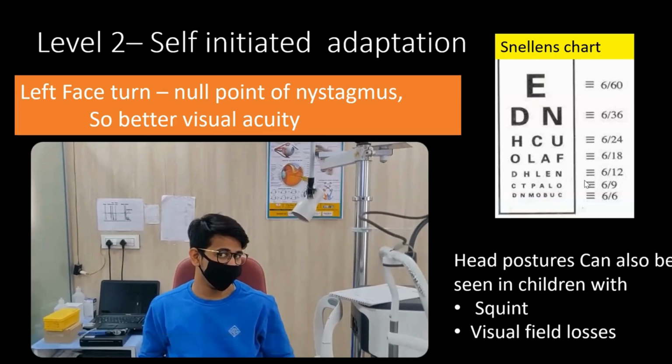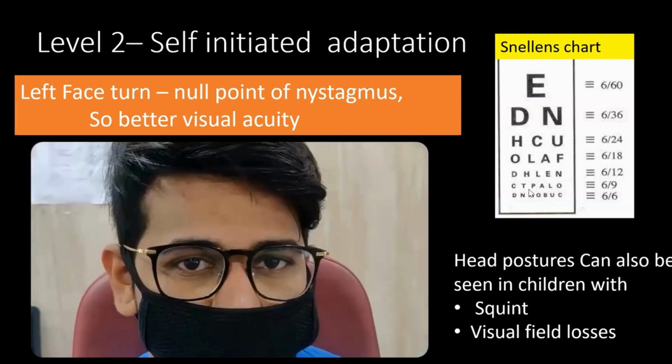And then he could read to 6/12. And once he read up to 6/9 as well. So these are the self-initiated adaptations which you should look for in the clinic in patients with CP.